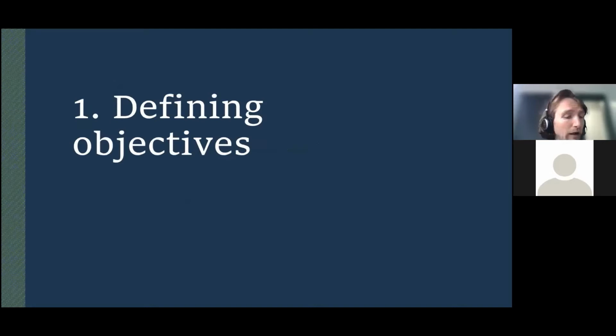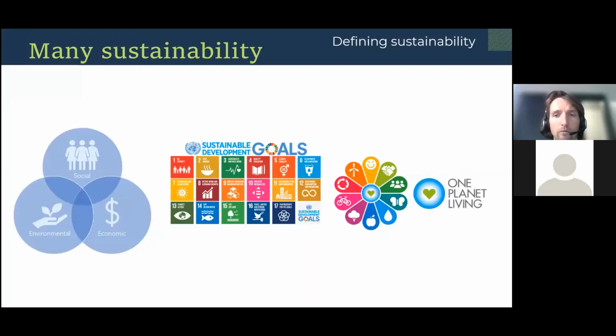I want to jump straight in because the agenda is tight today. So we want to first of all look at defining objectives, and I know today's session we are focusing on carbon, but one key thing to understand is that if you want to be managing your sustainability impacts and therefore reporting sustainability data, that needs to come from a wider sustainability strategy.